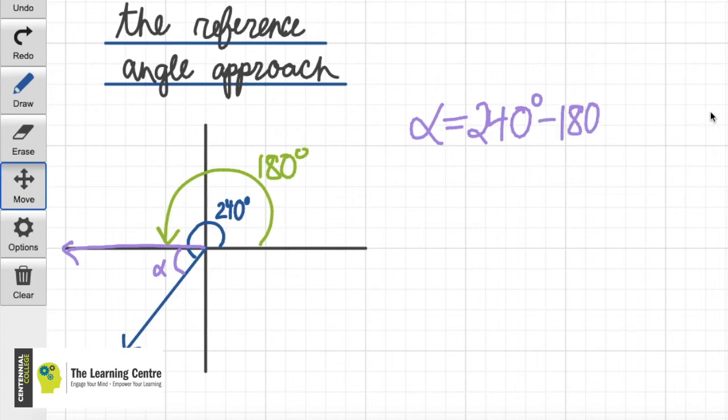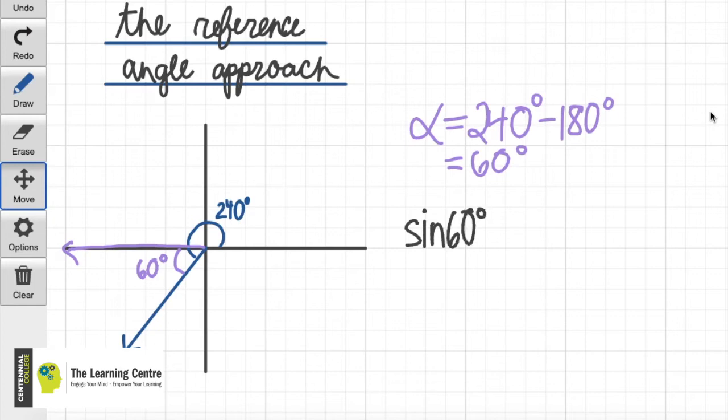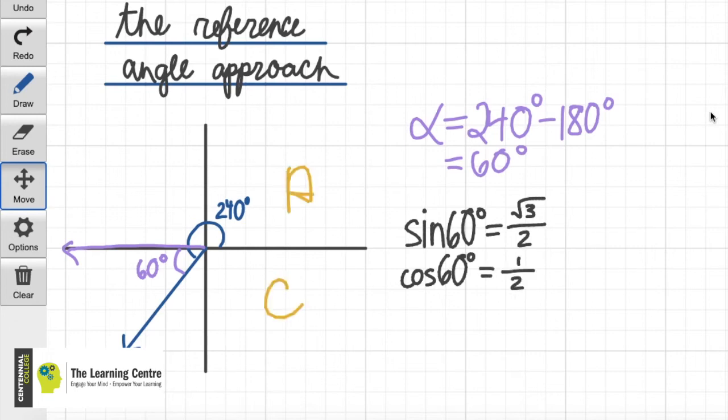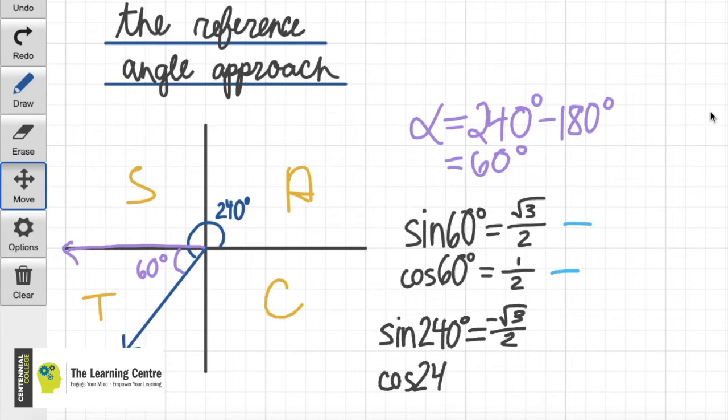Sine of 60 degrees is equal to root 3 over 2, and cos of 60 degrees is equal to 1 over 2. We're going to recall the cast rule again to determine whether our ratios are going to be positive or negative. We see that in the third quadrant, both sine and cosine are negative. And so we have sine 240 degrees is equal to negative root 3 over 2, and cos of 240 degrees is equal to negative 1 over 2.